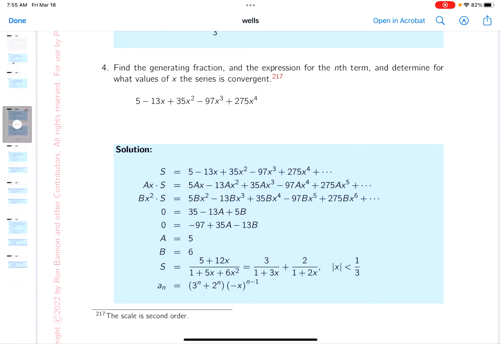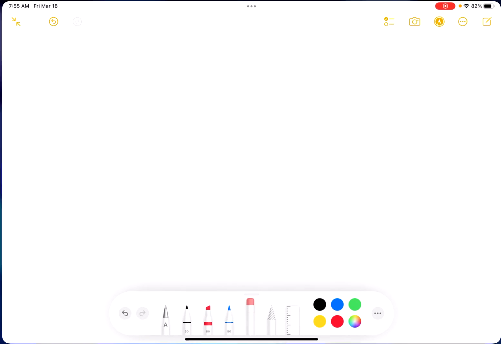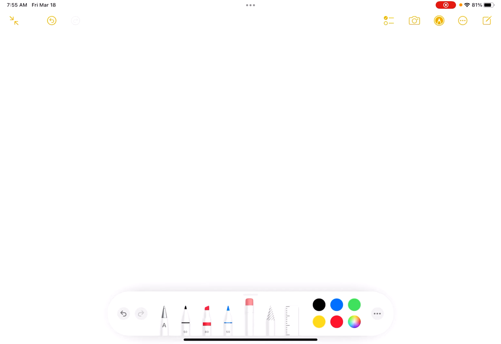Okay, we're on problem number 4. They say it's a second order, so I'll go to the whiteboard and take their hint that it's second order. So let me do that. And what's S? I'll write this down for you. S is equal to 5 minus 13x plus 35x squared minus 97x cubed, and then plus 275x^4 plus yada, yada, yada.